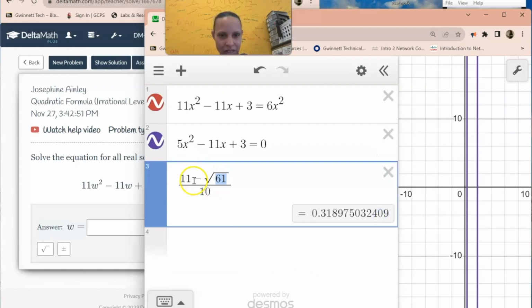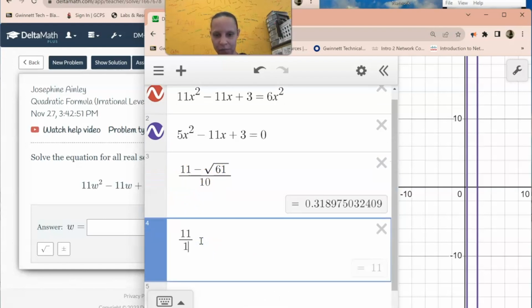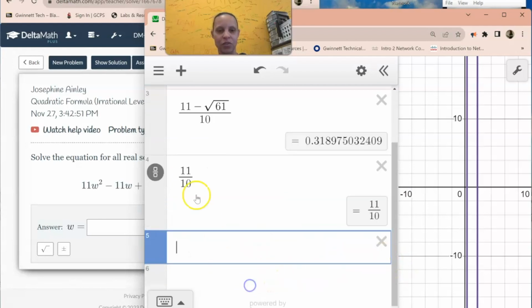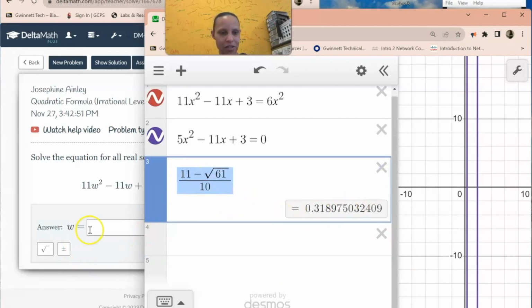The last thing I need to check is, can I simplify top and bottom? So can I do 11 over 10 and it simplifies as well as 1 over 10 and it simplifies? Let me check. 11 over 10. All right. It still stays 11 over 10. So because the first one doesn't simplify, the second one does not, which means that this is my answer, plus and minus.